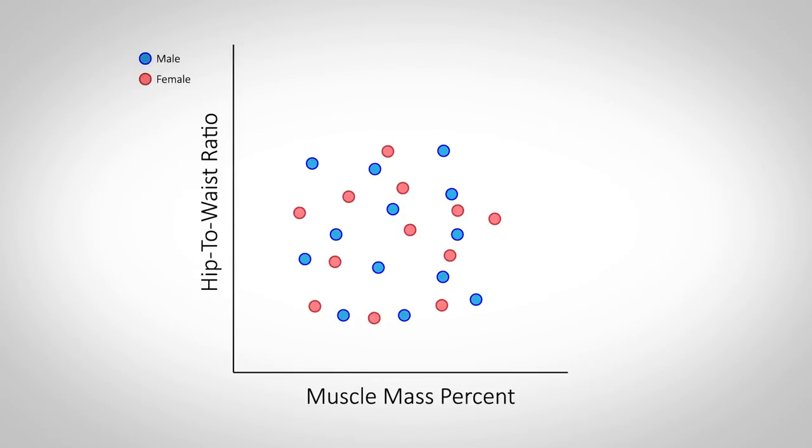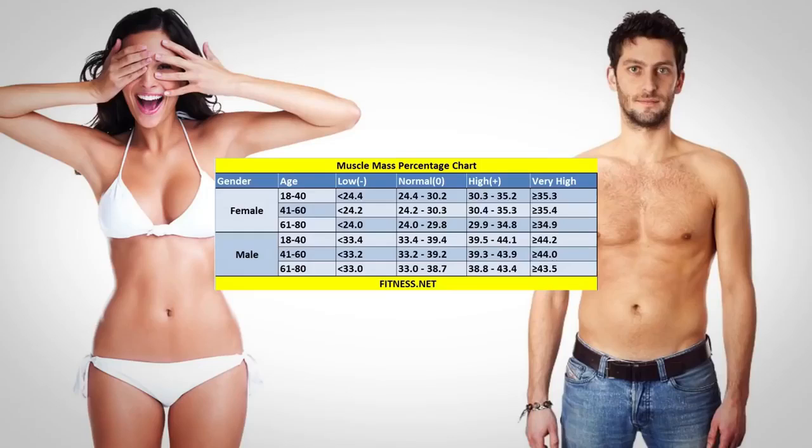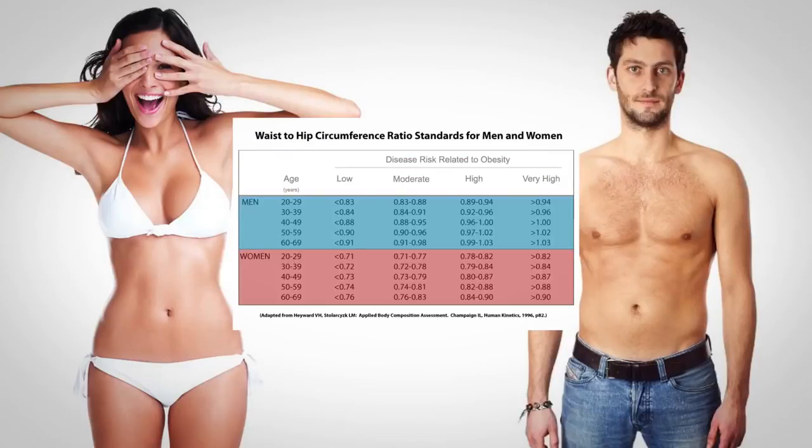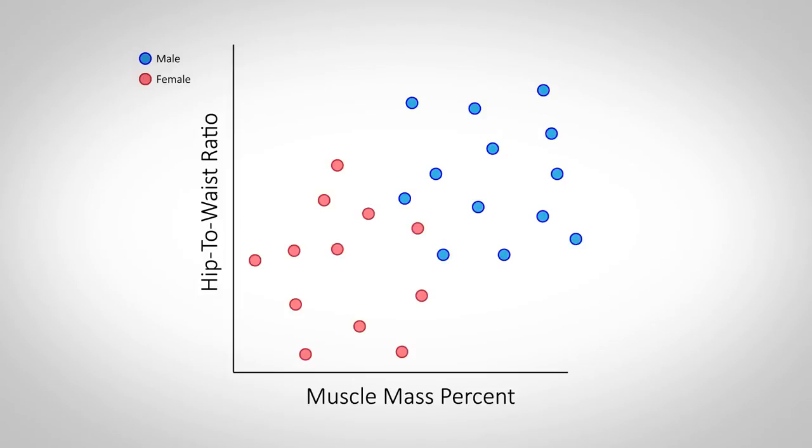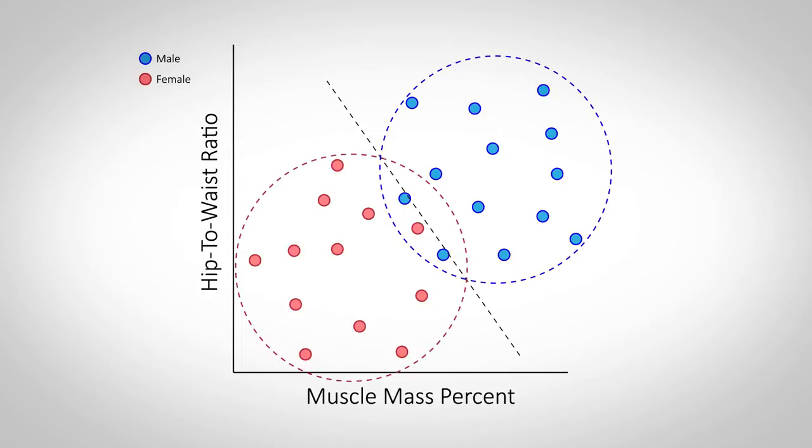There'll be some slight overlap, but generally speaking, men have a higher muscle mass and women have a narrower hip-to-waist ratio. And when we plot them into the feature space, we can see a clear distinction between the two groups based on these features. From here, we can actually start considering the underlying logic of distinguishing men from women.